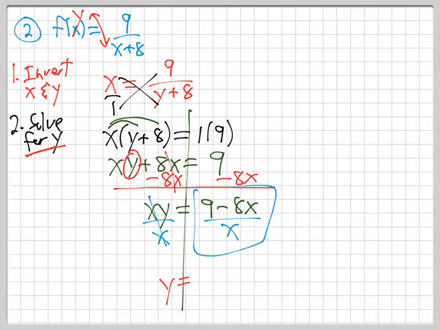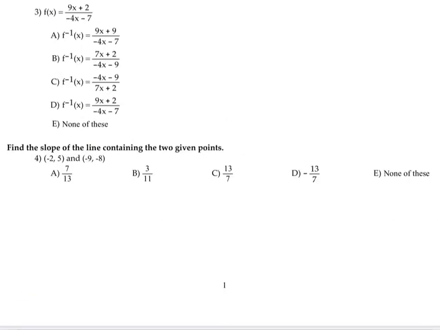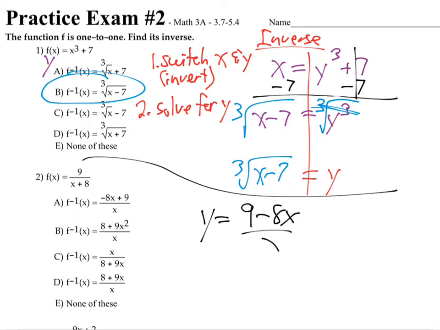That's our answer: 9 minus 8x over x. Is that there? No. Oh, careful. Let me bring it back. This is really good. This is why I do a practice exam, because I really don't want to fool you on the real exam. Here's the answer we just got. We had 9 minus 8x over x.